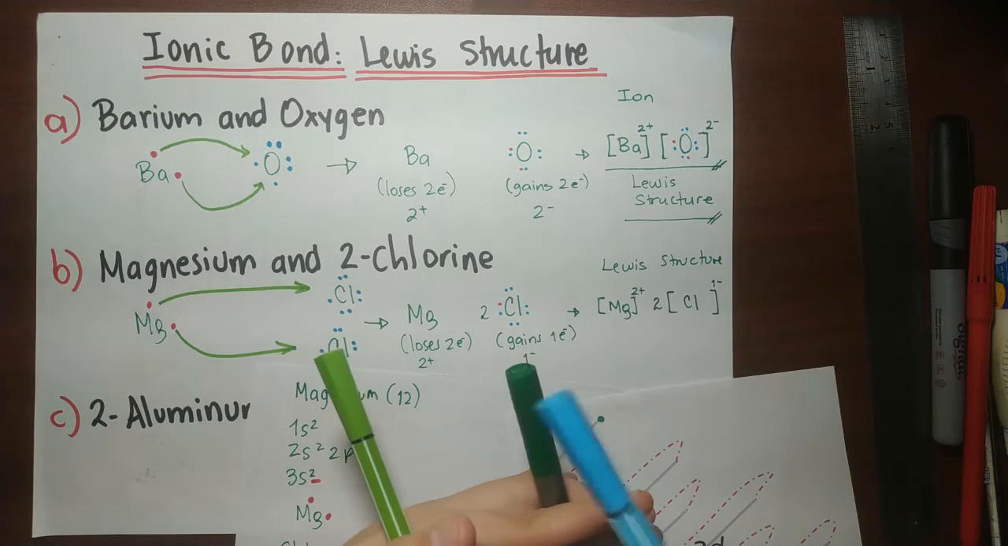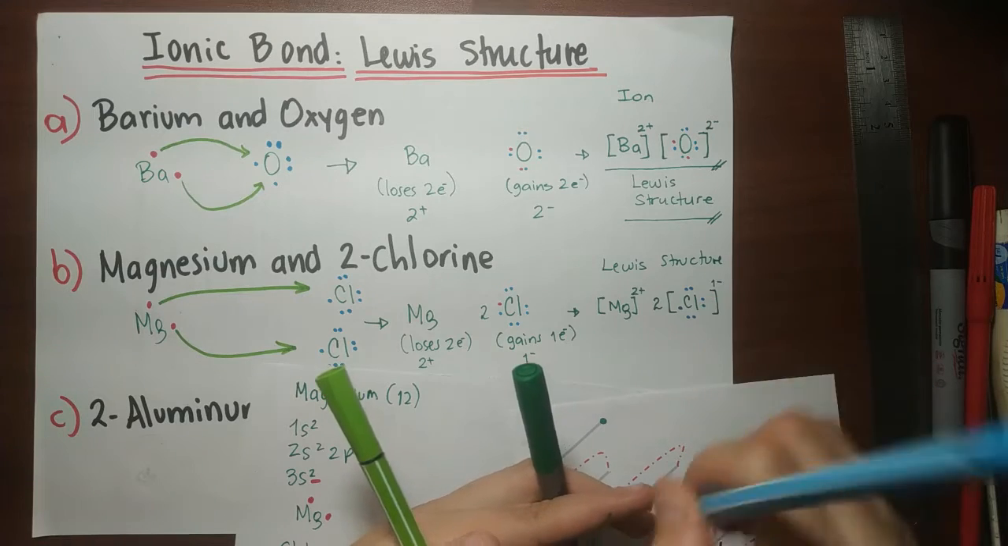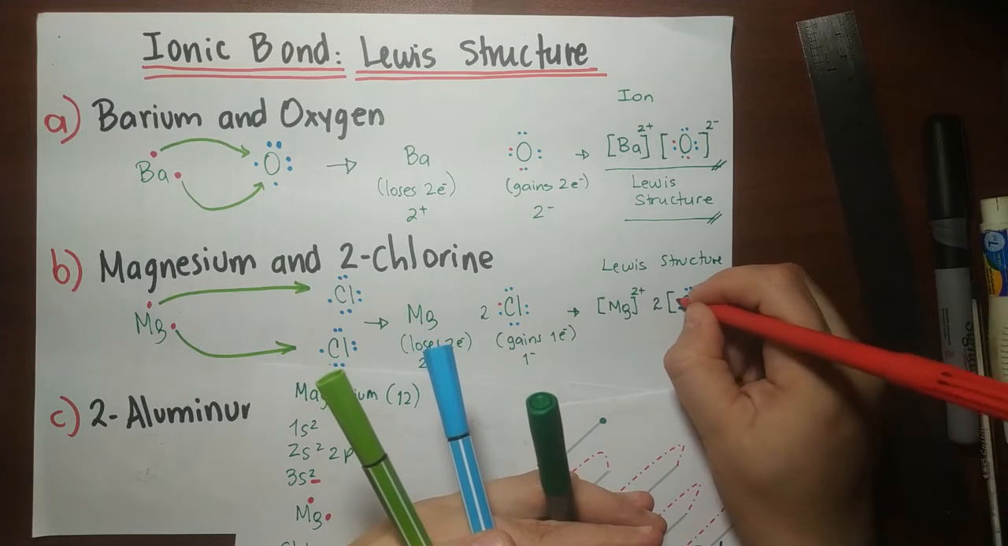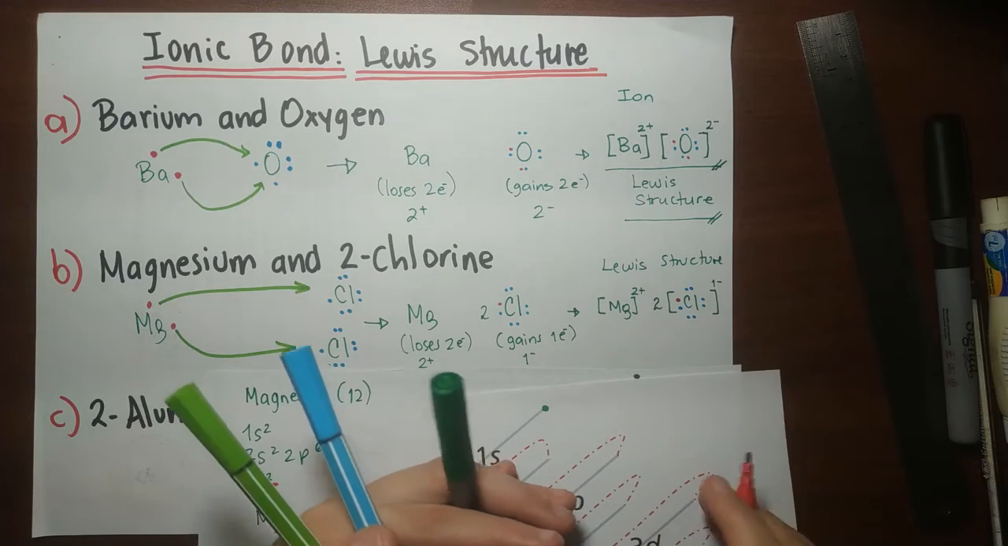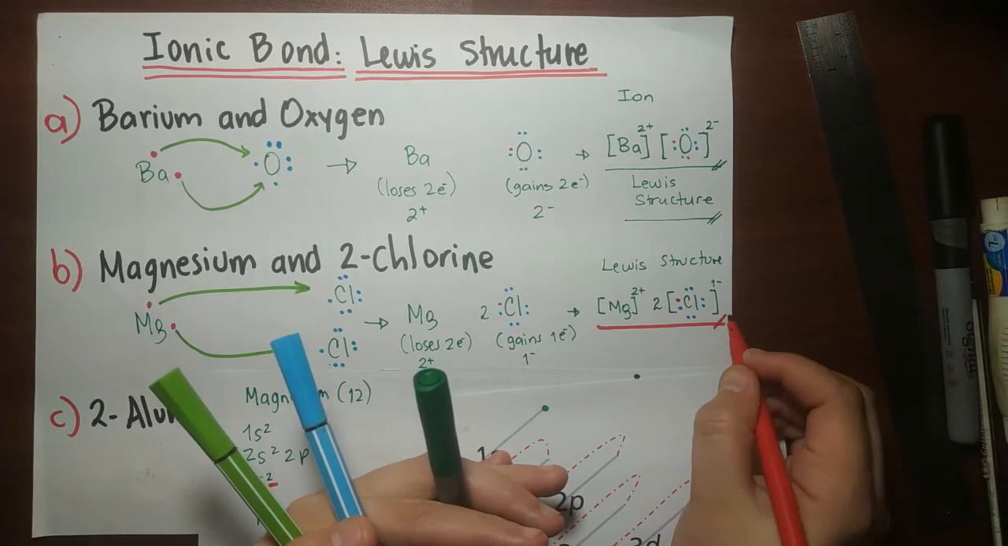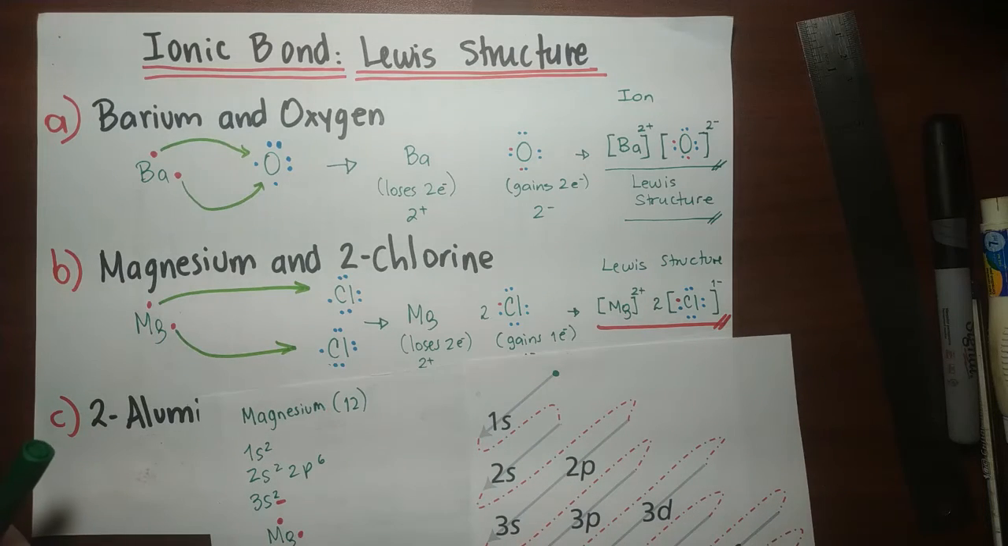And here inside we're going to place all the dots that are around chlorine. And I always place the other one that comes from the other element in a different color. So this is the Lewis structure between magnesium and chlorine.